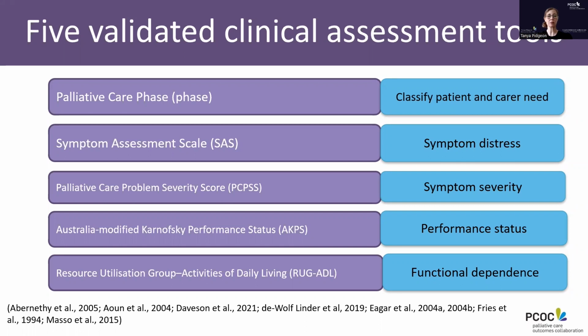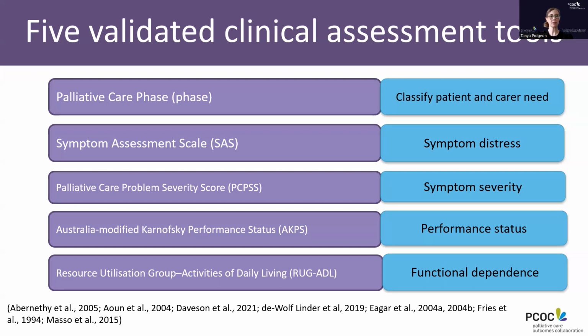The SAS, or Symptom Assessment Scale. This is a patient-reported screening tool that supports patient-reported outcome measurement. It specifically measures the distress of 7 common patient symptoms in palliative care. The Palliative Care Problem Severity Score is the clinician-rated tool used to screen the severity of 4 domains.